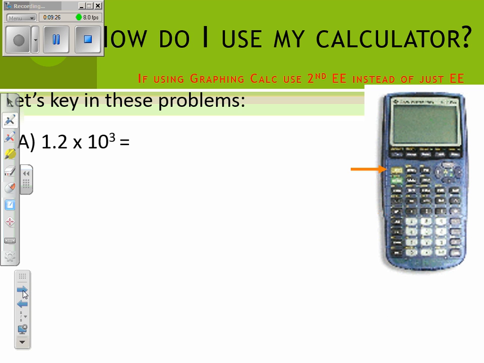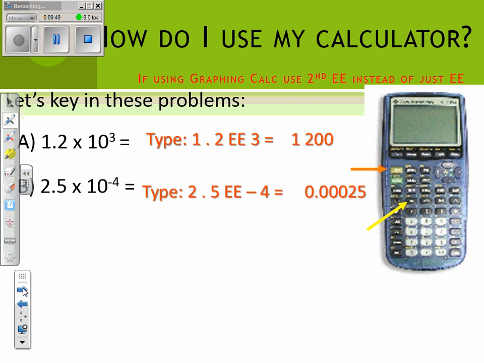When you use your calculator, you'll use your EE button, which is next to the letter A, or if you've got a graphing calculator, it's right here, I believe, or you might have to use your second and then find your EE button. So, lots of different ones, but you could try this, and you would type 1.2, EE3, and then it would give you 1200. That's the expanded value. You could also do the expanded value as this and move the decimal to the left.